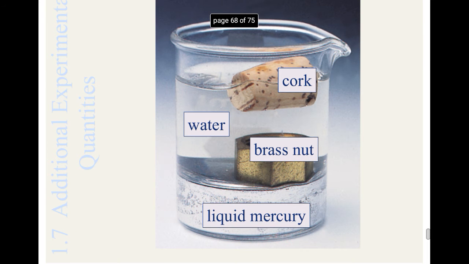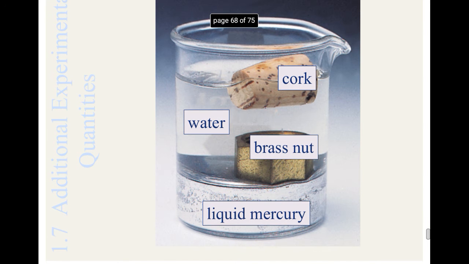Here's a really interesting picture which shows 4 different substances in this beaker, and you can compare the densities of all 4 of these. You can see that the liquid mercury must be the most dense because it's on the bottom, and you generally don't think of a metal or an alloy, like brass, as floating, but the brass must be less dense than the mercury, and therefore it rests on top of the mercury or floats in it.